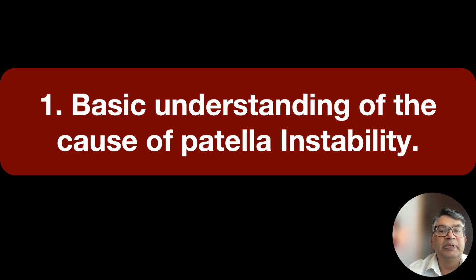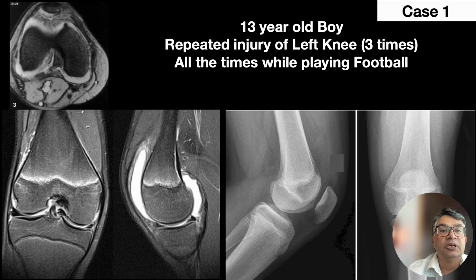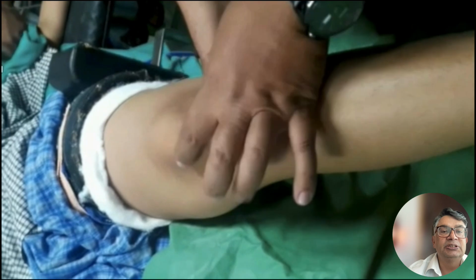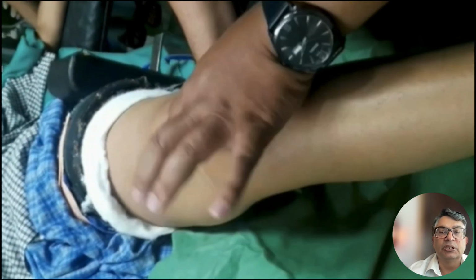So let's start with the basic understanding of the cause of patellar instability. It may seem very simple for all of us, but I'll spend some slides to emphasize it. This was the first case, a 13-year-old boy with repeated injury of the left knee 3 times, all the time while playing football. After 6 months the patient presented to us with MRI and X-ray. If you see this clinical examination video, you'll see that the patella is subluxed and dislocated laterally.